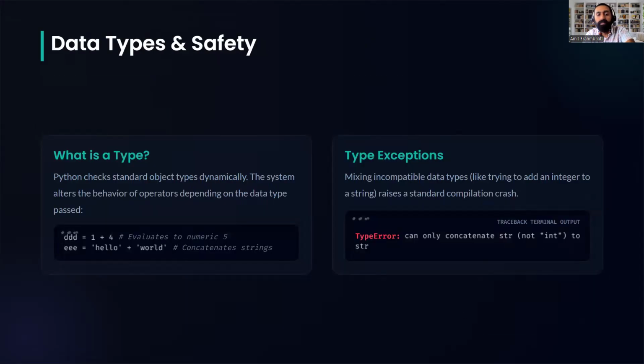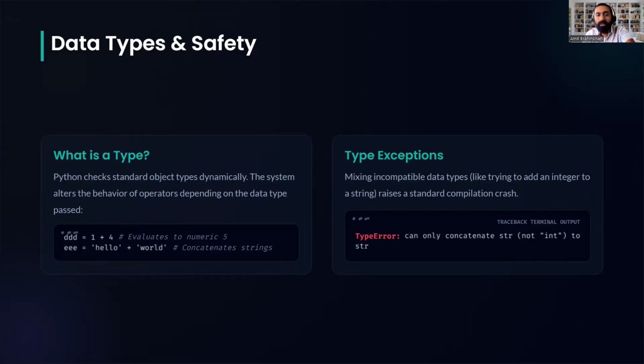In Python, every value has a designated type, such as integers, floats, or strings. Python is a dynamically typed language, but it is also strongly typed, meaning it will not let you perform illegal operations between incompatible types.